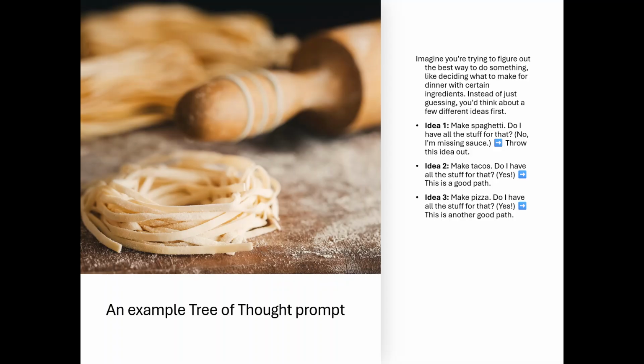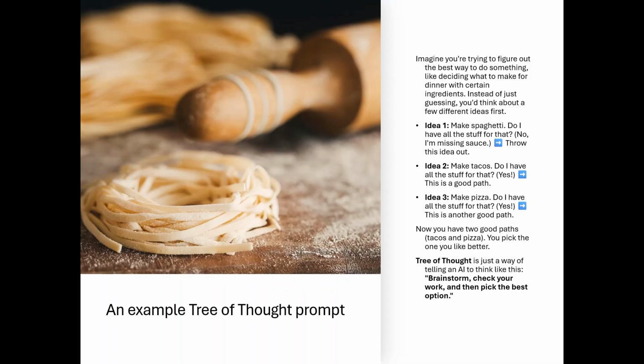But idea 3, there's something else. How about pizza? Do I have all the stuff for that? Yes, I do also. So this is perhaps another good path to follow. So now you have 2 good pathways, a taco or pizza. So you can pick the one you like better. So this is the tree of thought. It's just a way of telling AI to think like this. First, brainstorm some ideas. Check that these ideas will work against a series of rules. And then please pick the best option.